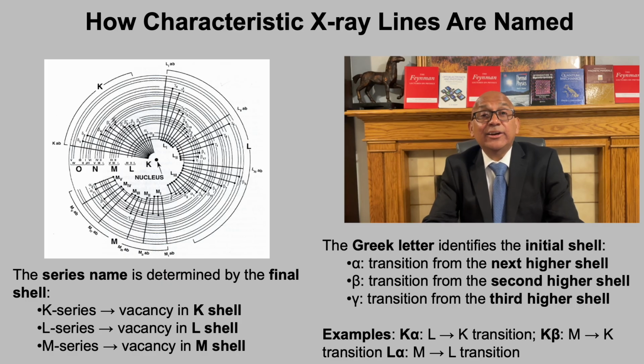An alpha line corresponds to a transition from the next higher shell, while beta and gamma lines come from progressively higher shells. Because each shell is split into subshells with slightly different energies, a single series actually consists of multiple closely spaced lines. These fine differences are why real EDX spectra show clusters of peaks rather than a single line.